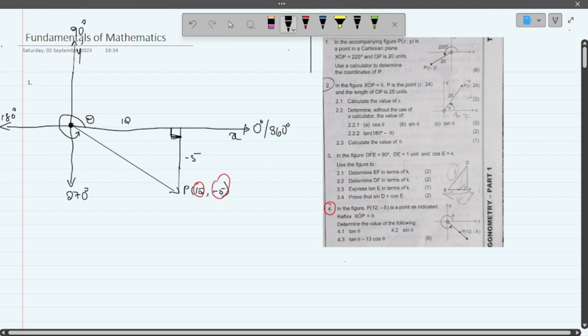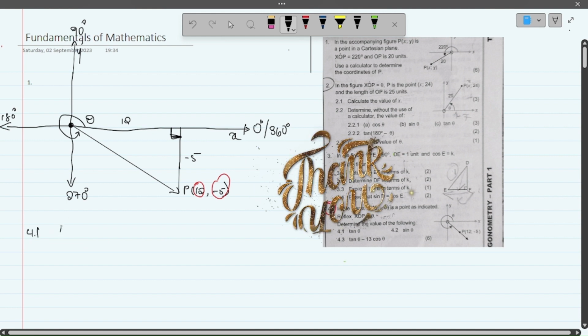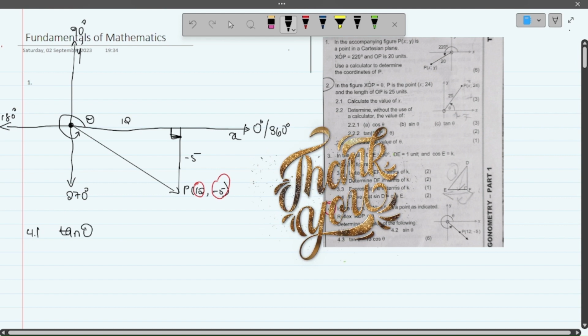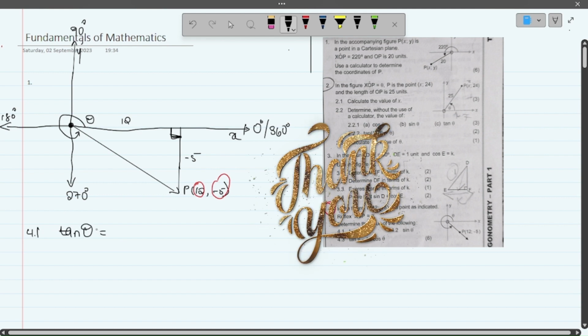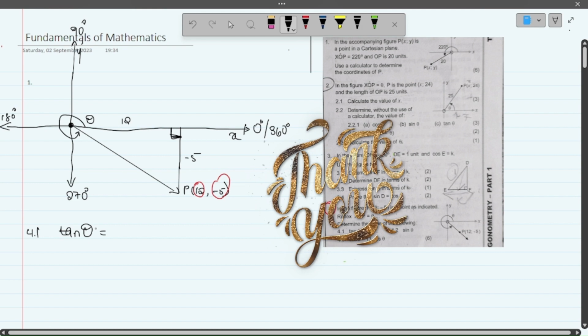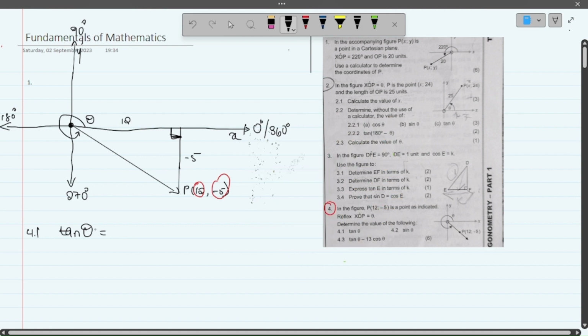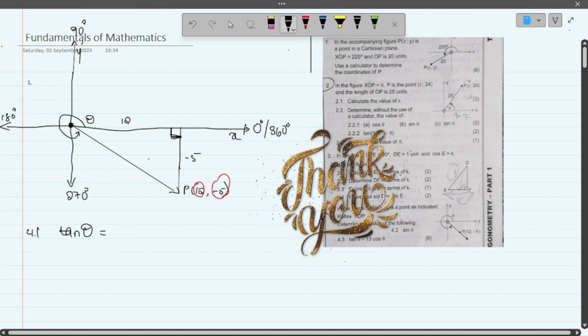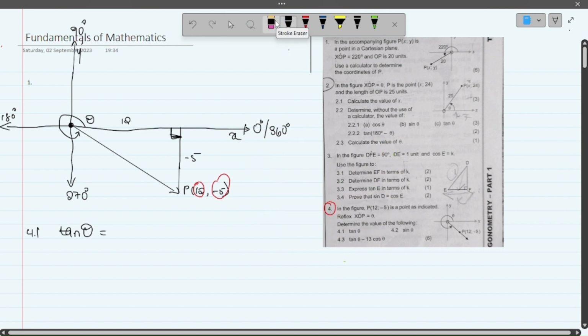Determine the value of the following: 4.1, tan theta. So for us to find tan theta, and also sin theta, make sure that you have a right angle triangle.